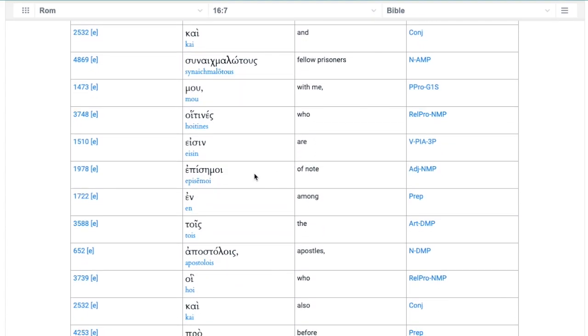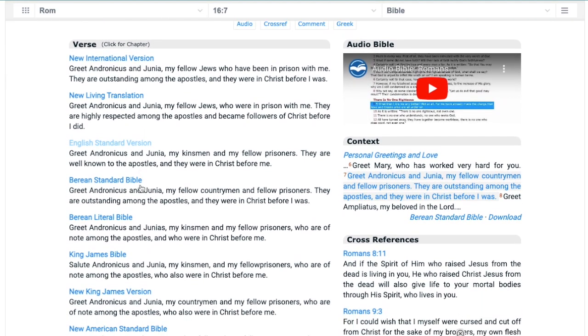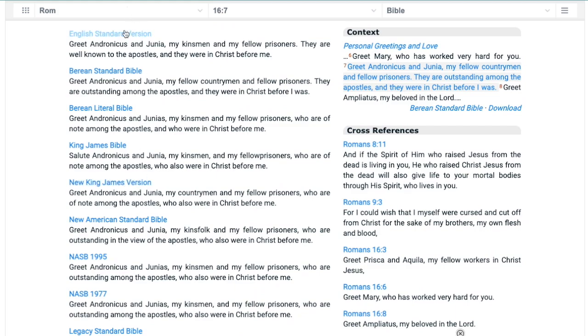Okay. The other thing we want to know is that they are fellow prisoners with me who are, look at this, who are of note. That's that word, episemoi, of note, among, and this word here is so important: among the apostles, with the apostles, among the apostles. Okay. Now we're going to look at how these verses are translated in each one of these different translations, and we're going to see something fascinating. Check this out.